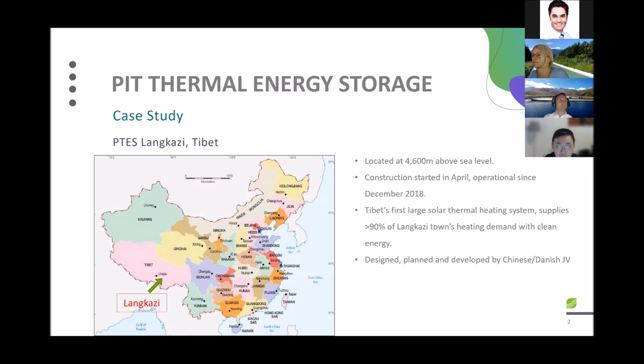So this PTS project in Tibet, China, is the first large solar thermal heating system in Tibet. It supplies more than 90% of the Langkawi town heating demand with clean energy. So I would assume this is also the first large PTS project we have here in the Asia Pacific. The whole project is designed, planned, and also developed by a Chinese and Danish JV.